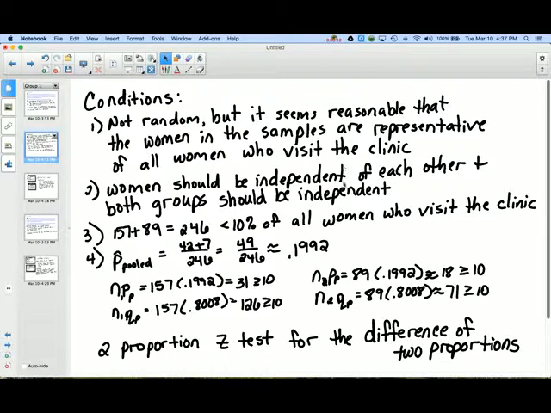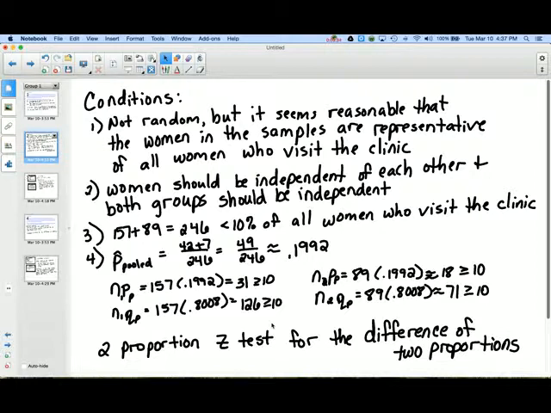So that's what you use to check those conditions, and you'll see that I got 31 and 126 when I multiplied by n sub 1, and for my n sub 2 for the other group, the older group, I got 18 and 71, approximately. I rounded. So all the conditions are met.